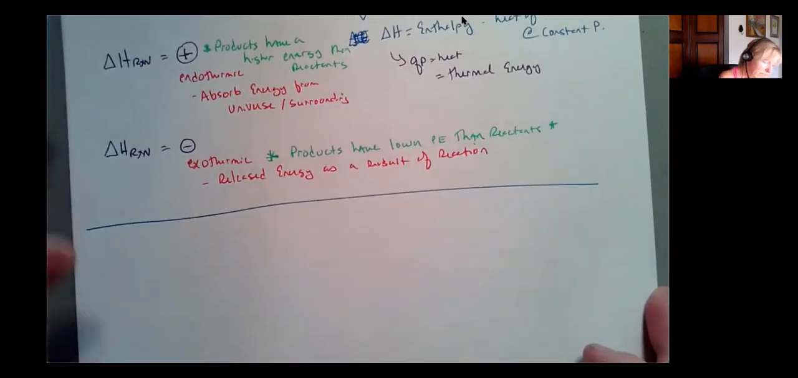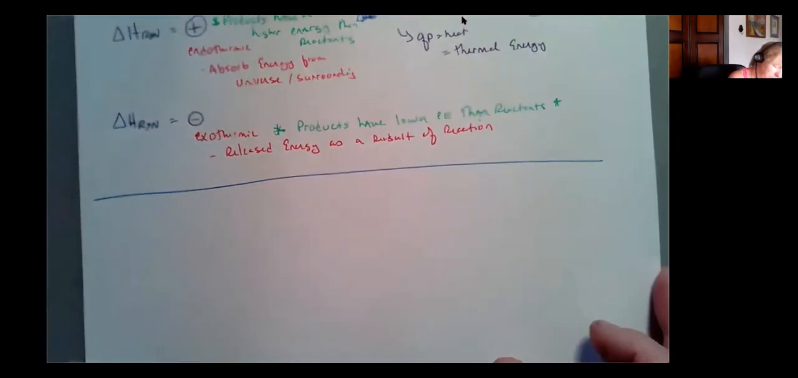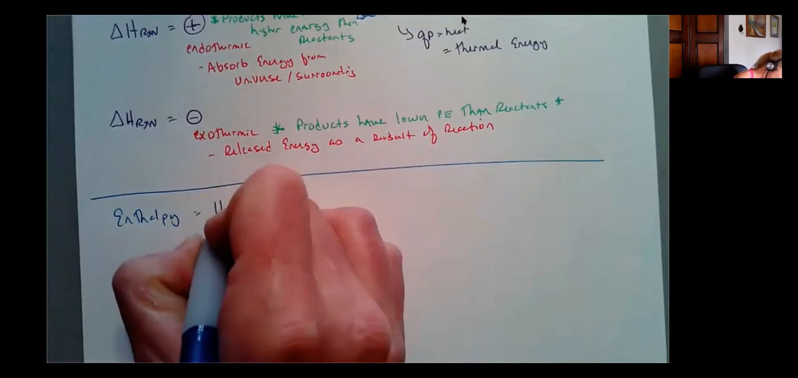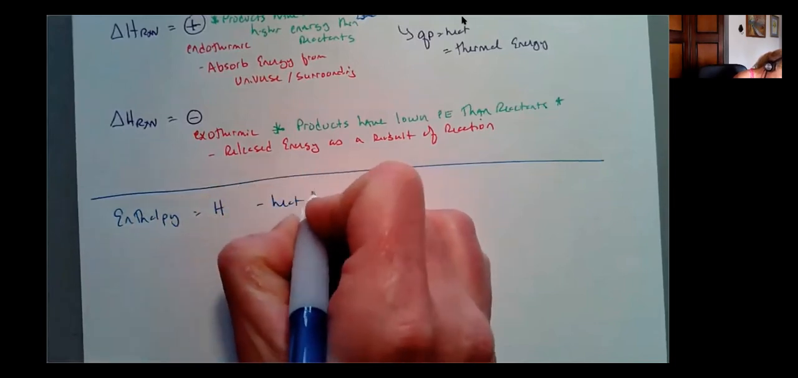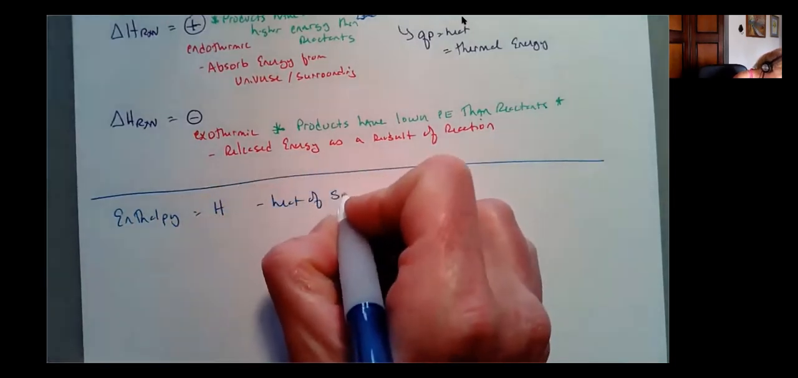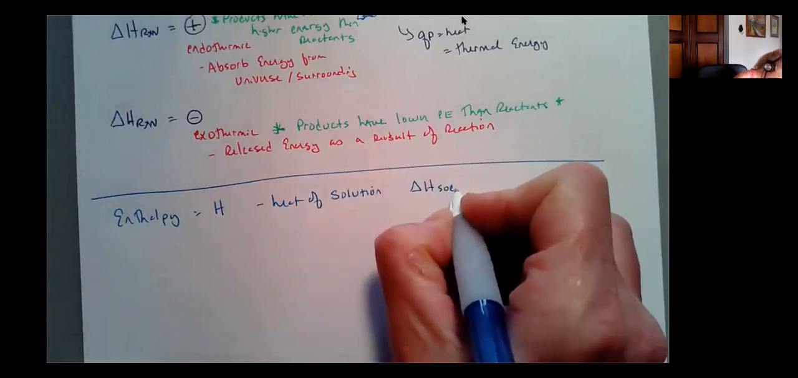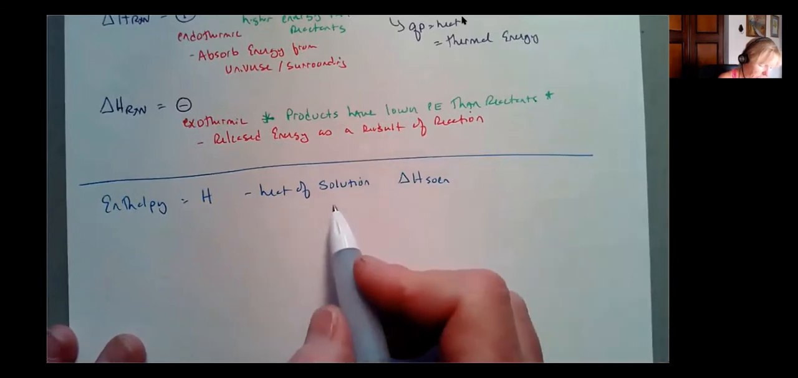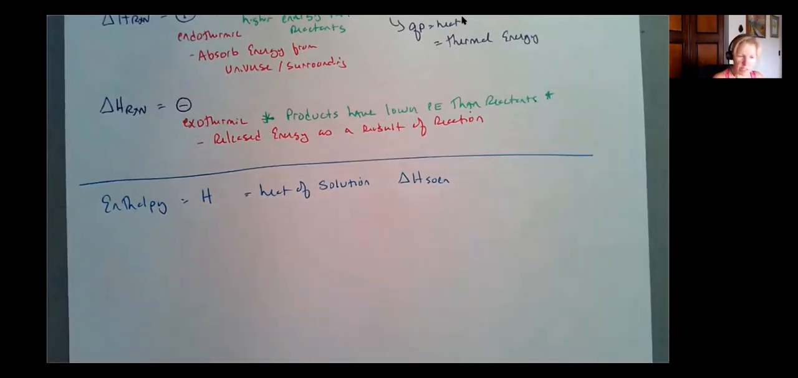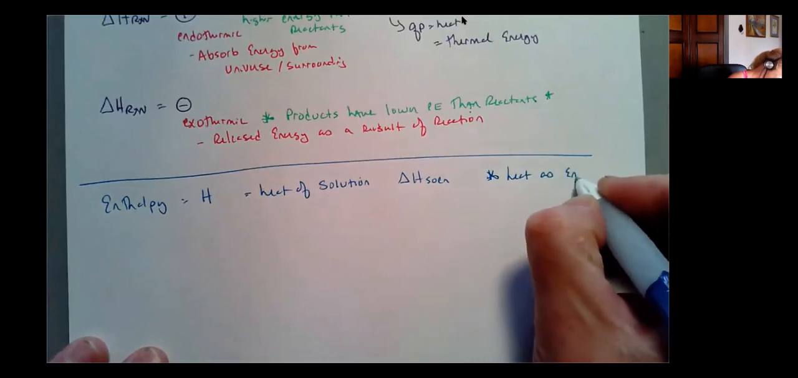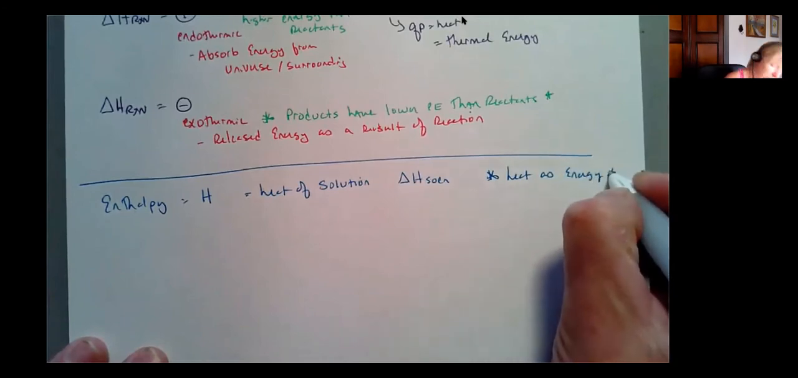So enthalpy is H. And that's the heat of a reaction. We'll also call it the heat of solution. So delta H soln would be the change in heat of the solution. So what's happening when I make that solution, is there a transfer of heat there? This is going to deal with heat as energy, right? My thermal energy.